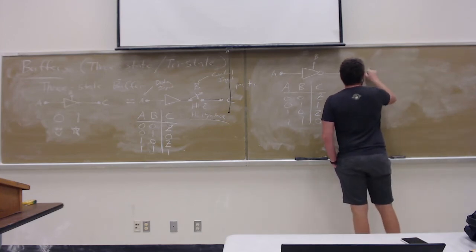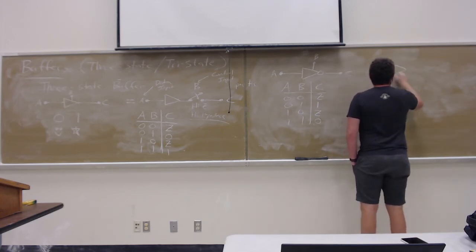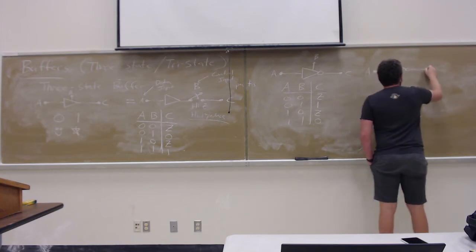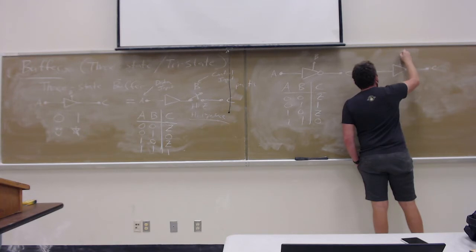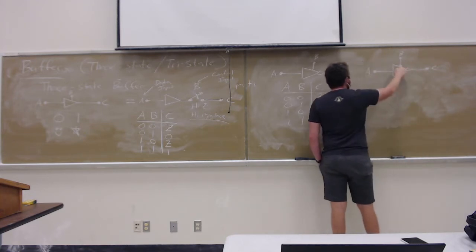Let's get weirder. Let's say that A comes through the buffer. We'll have an inverter on the output to C, but I want to put a bubble on B. So I've got a bubble here and a bubble here.